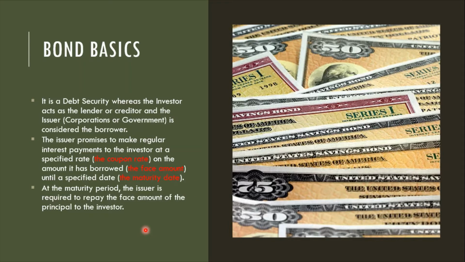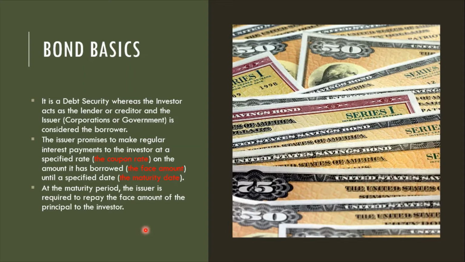So, it is written on your certificate of bond investment that this is the rate of the debt. We call that the coupon rate, on the amount, or we call that the principal amount or the face amount of the bond. So, it's either the principal amount or the face amount. They mean the same. Okay? Until a specified date, or we also call it the maturity date.